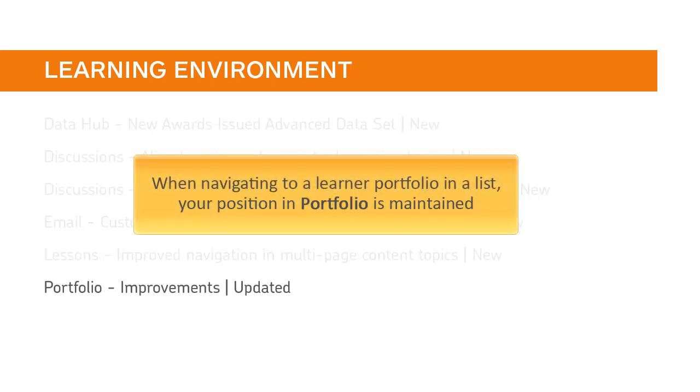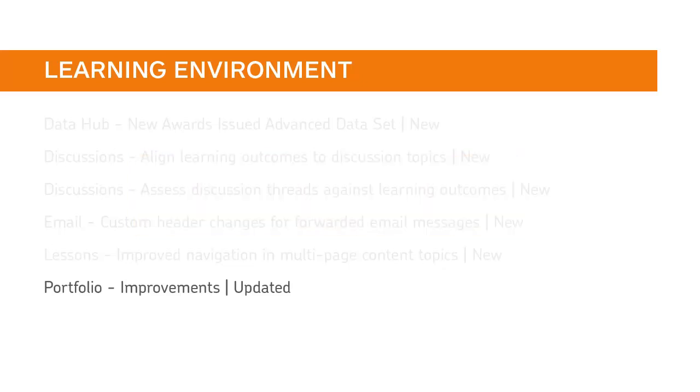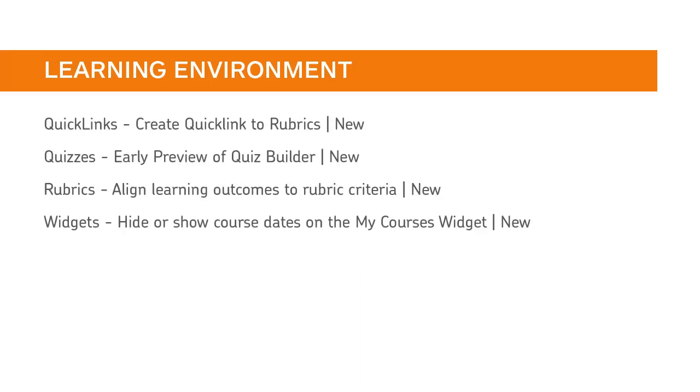When navigating to a learner portfolio in a list, your position in Portfolio is maintained, and when Brightspace for Parents isn't enabled, the Evidence Details section currently named Students and Parents will now display as Students.